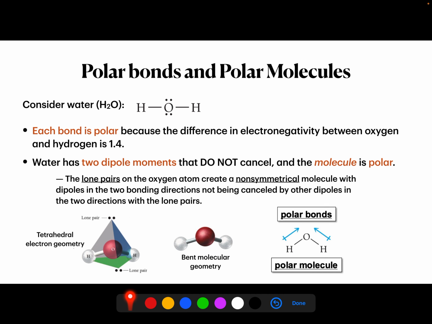It says here that water has 2 dipole moments that do not cancel, and the molecule is polar. So let's take a look at the vector diagram. Here we can see our vectors showing the electronegativity dipole moments, and these 2 vectors are not canceling each other out. So there's a net overall polarity to this molecule: slightly negatively charged on one side, and slightly positively charged on the other side. So the molecule is polar as well as having polar bonds.